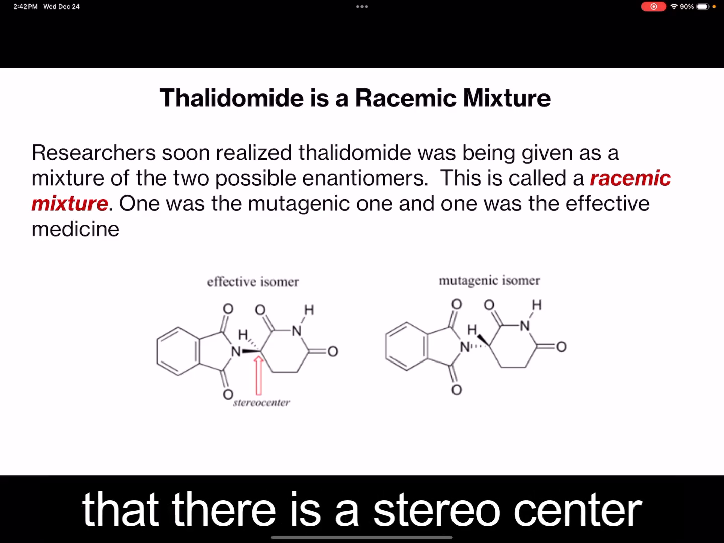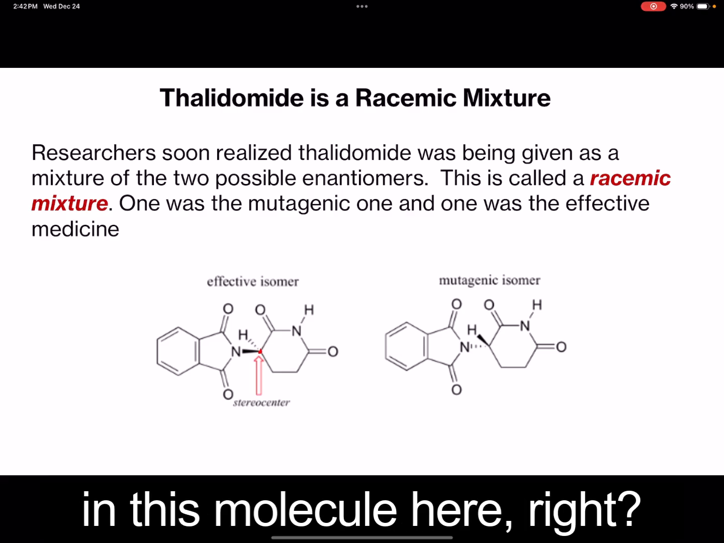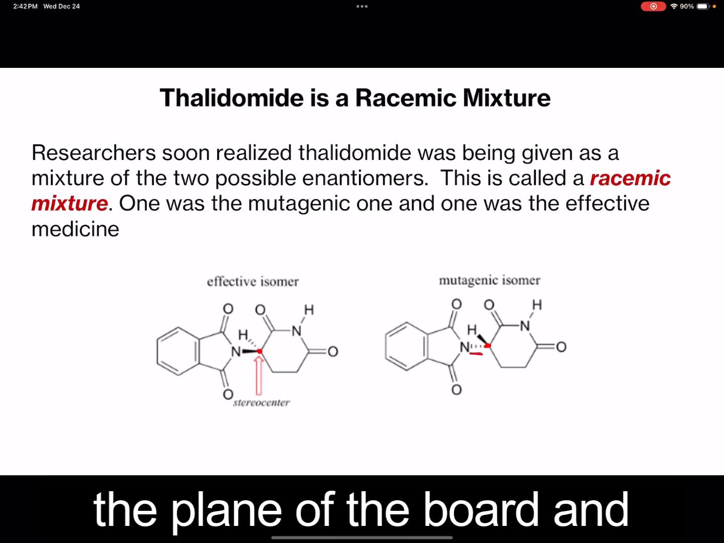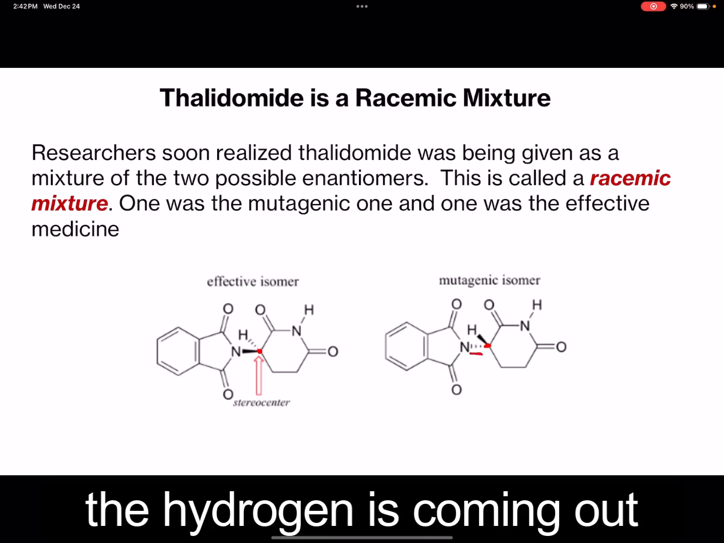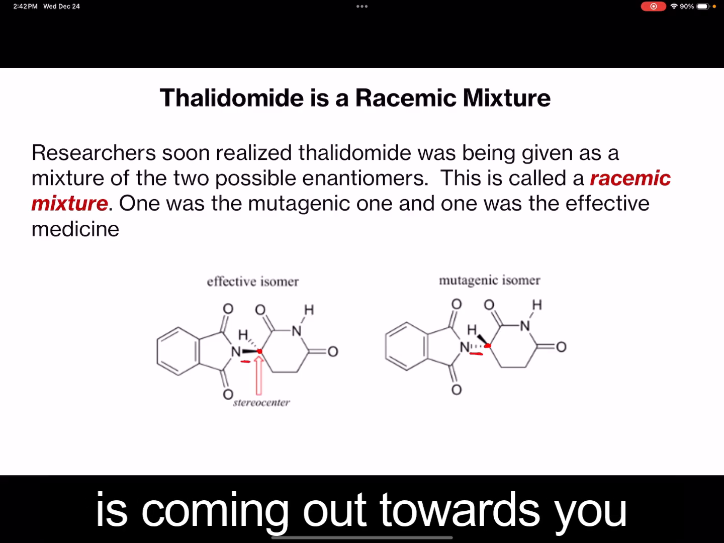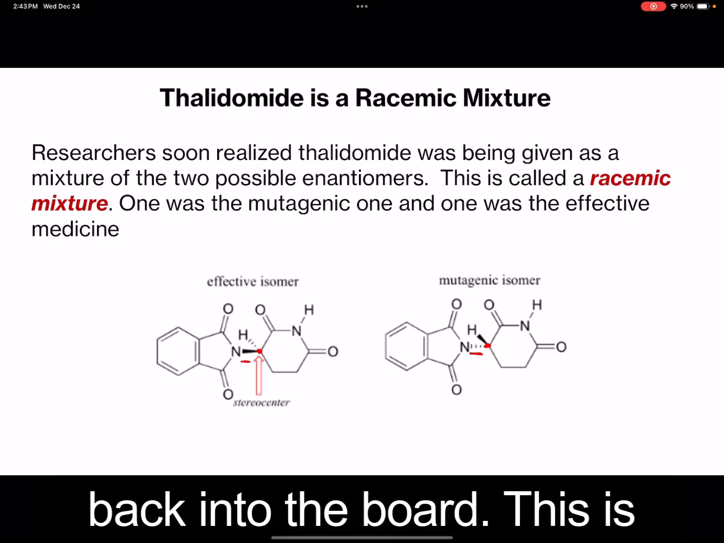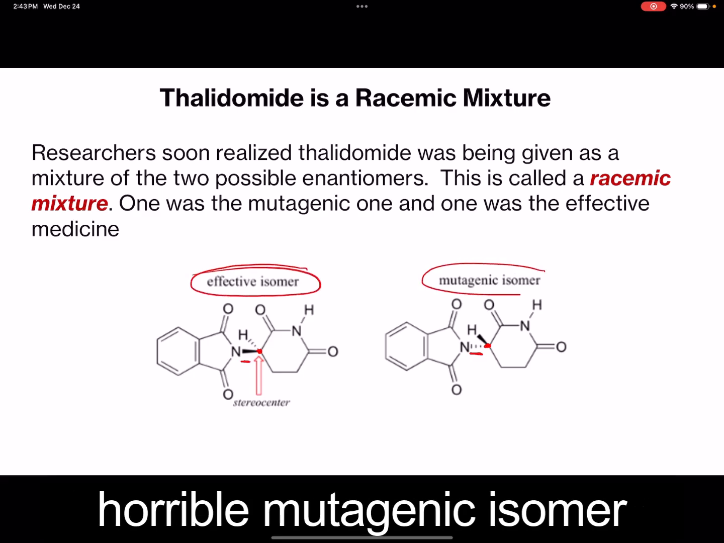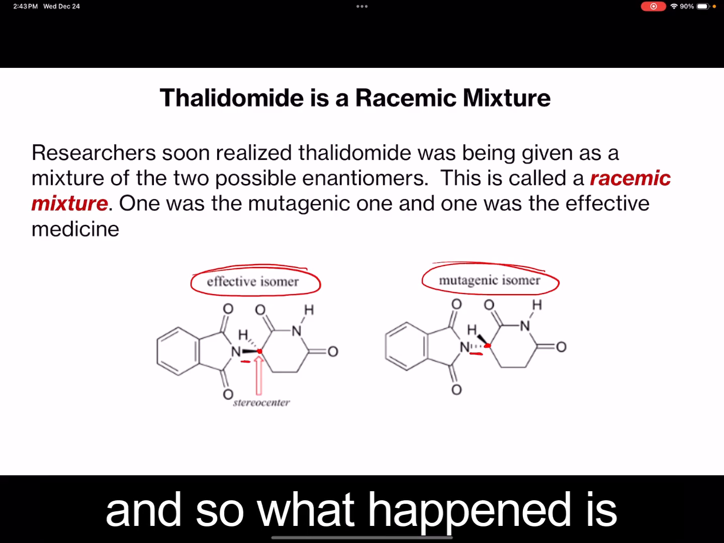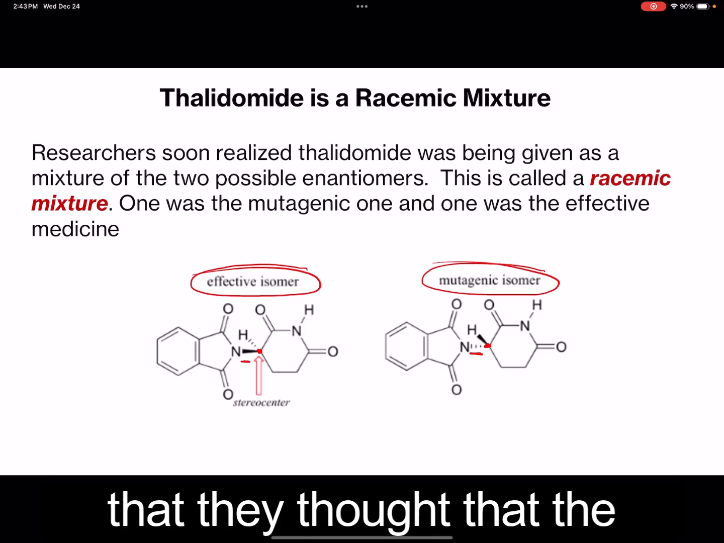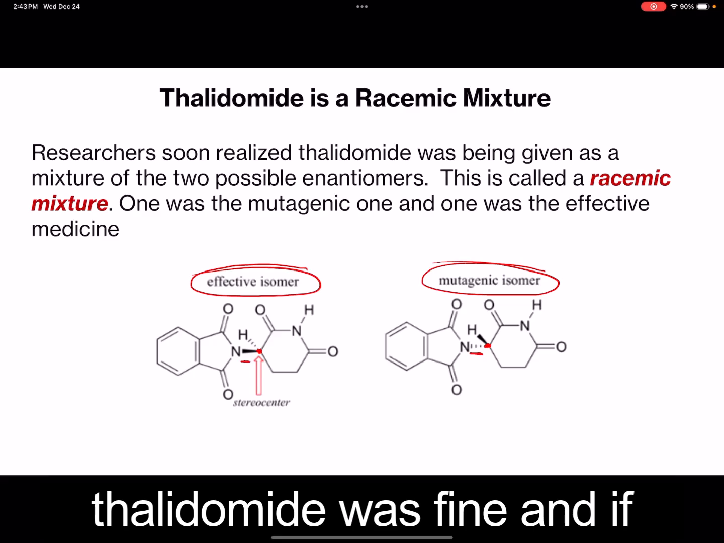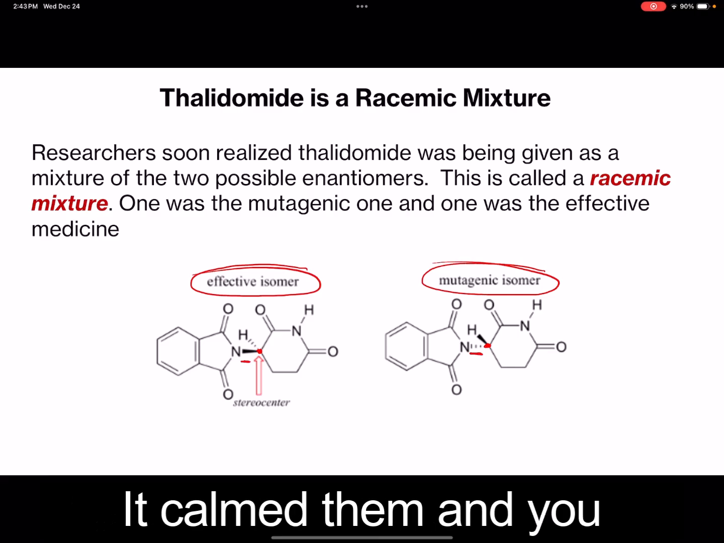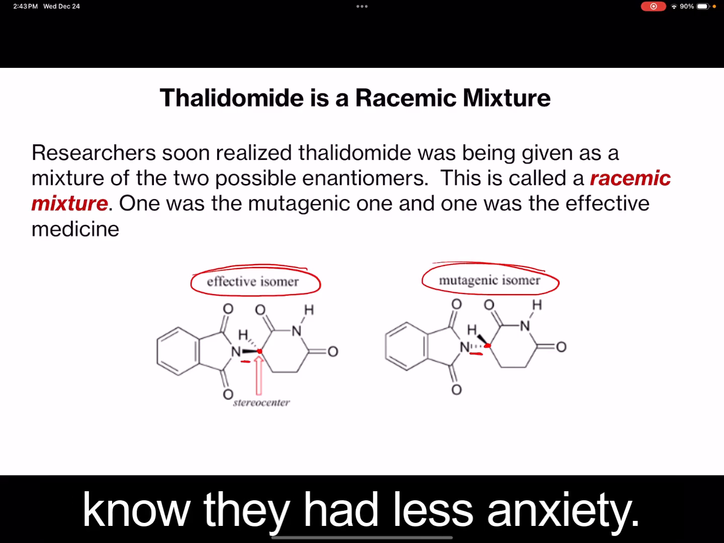But you can see that there is a stereo center in this molecule here, right? And so in this case, the nitrogen is going back into the plane of the board and the hydrogen is coming out. And in this case, the nitrogen is coming out toward you and the hydrogen is going back into the board. This is the effective isomer. This is a horrible mutagenic isomer. And so what happened is that they thought the thalidomide was fine. And if women took it, there was no problem with it. It calmed them, and they had less anxiety.